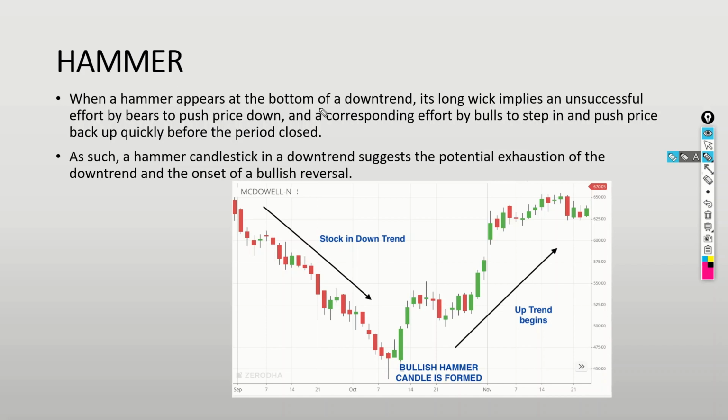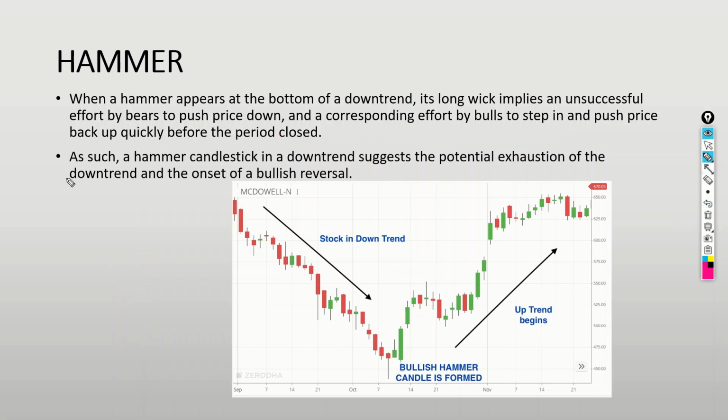So when a hammer appears at the bottom of a downtrend, its long wick implies unsuccessful effort by sellers to push the price down and a corresponding effort by bulls to step in and push the price back up quickly before the period closed. So we are saying that when we see a hammer on a downtrend, it shows that the price decreased up to around this level, but the buyers were able to push the price right back up before the trading period was closed.